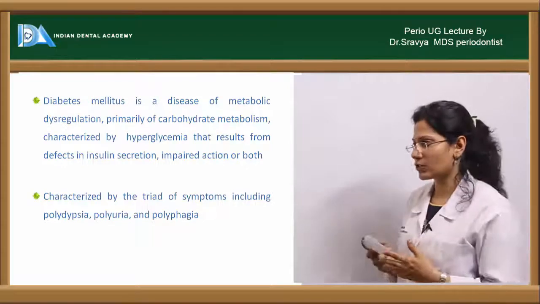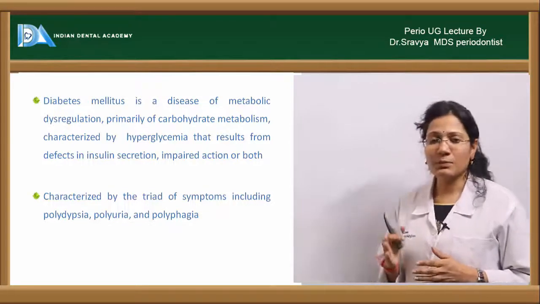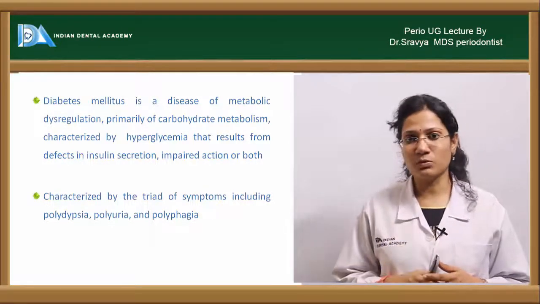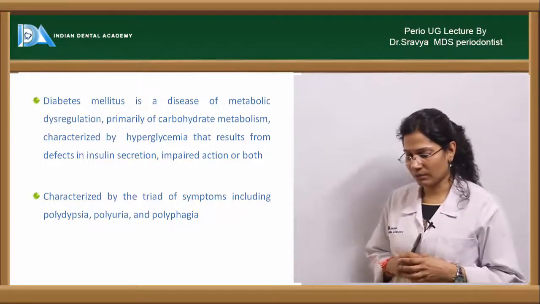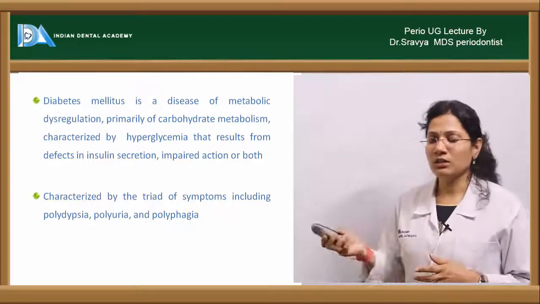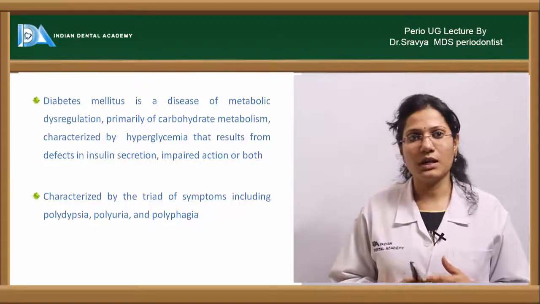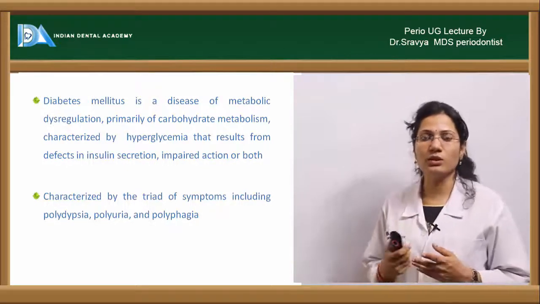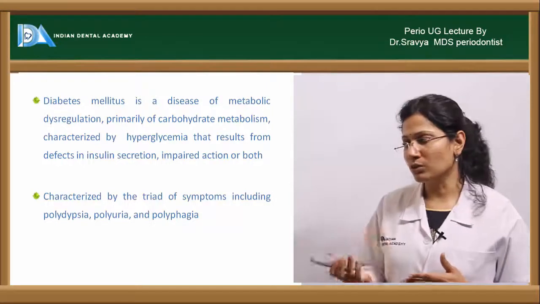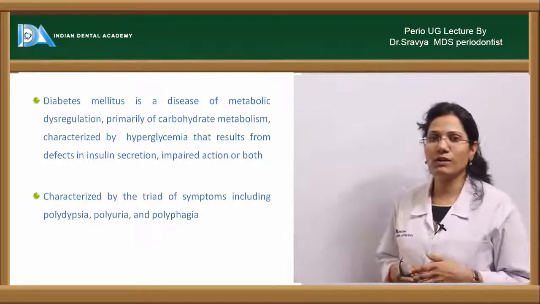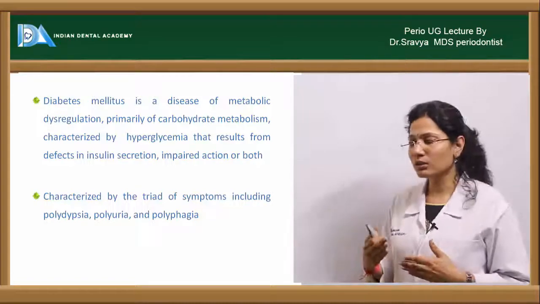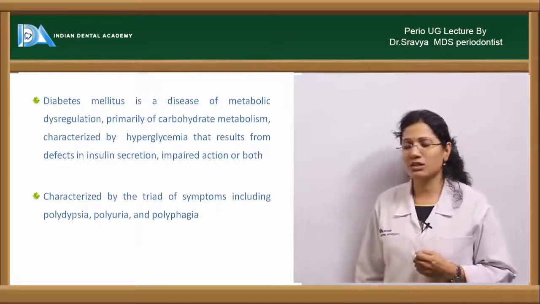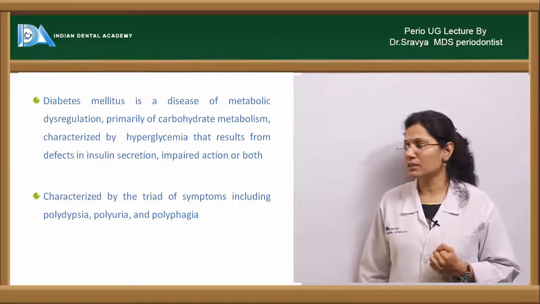Now, there is a typical triad of symptoms seen in diabetes mellitus individuals. These include polyphagia, polydipsia, and polyuria. Polydipsia is increased thirst, polyuria is increased urination, and polyphagia means increased hunger. So all these three are the characteristic triad of symptoms of diabetes mellitus.